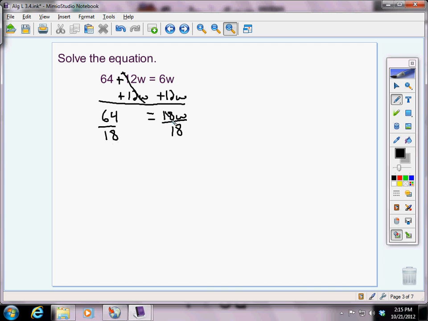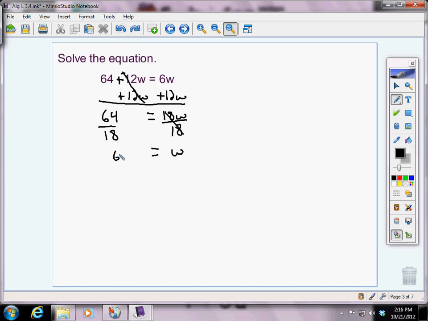Okay, now here's why I want to show you this problem. We notice that 18 divided by 18 cancels out, so we're left with just w. And over here, if you were to type this into your calculator, you get 3.5555 and so on and so forth. I don't want this for an answer, because we can't really do anything with 3.5 repeating. What I want us to focus on is leaving it as a fraction.